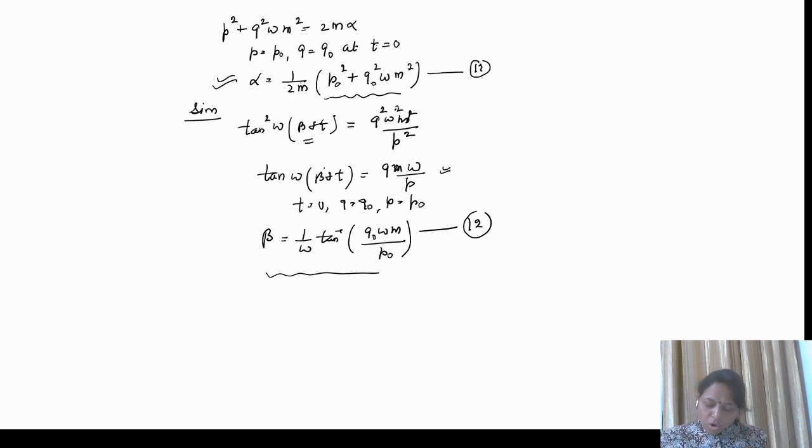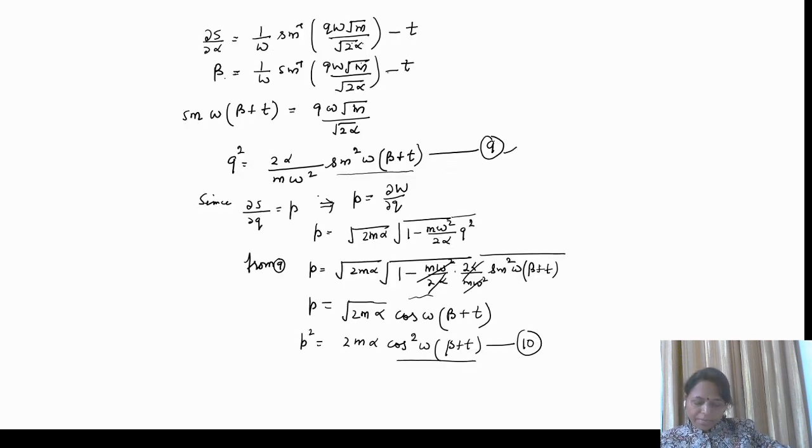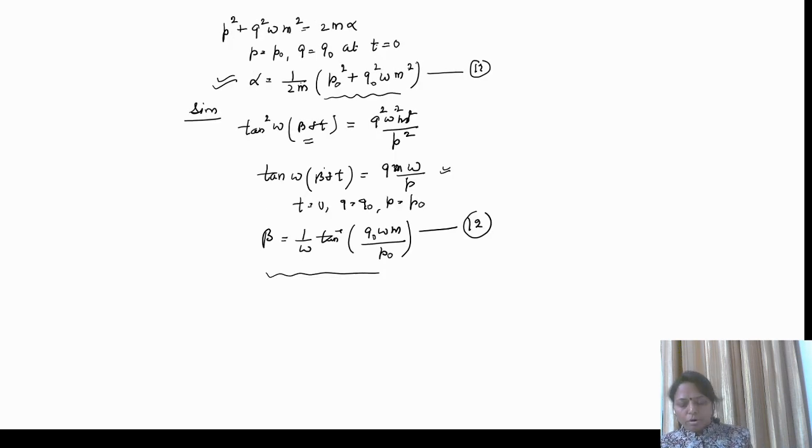Now putting these alpha and beta in P and in Q, you will get your small p and q in terms of initial values of P and Q, and those are nothing but the equations of motion. So it is very simple: you put values of alpha and beta in the expressions of P and Q, and finally you get your description of the dynamical system.